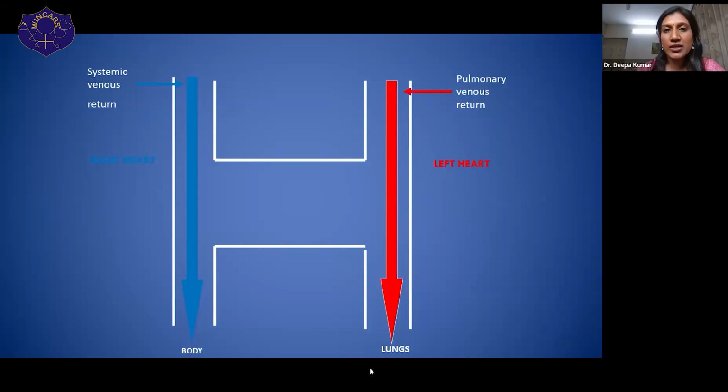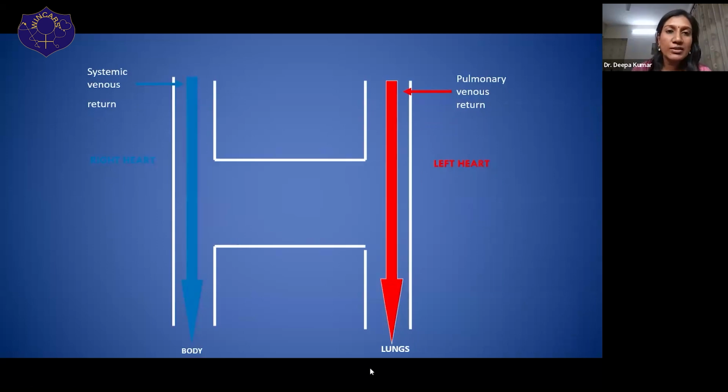Whereas if you have a left to right shunt, for example, you have a VSD, some of the blood that goes to the pulmonary artery is shunted from the LV to the RV. That is already oxygenated blood that is going back to the pulmonary artery. So total pulmonary blood flow will be the effective pulmonary blood flow coming from the right atrium, right ventricle to the pulmonary artery, plus the left to right shunt coming through the VSD from the left ventricle. Okay, so total pulmonary blood flow is any left to right shunt plus effective pulmonary blood flow. But in a normal person, total pulmonary blood flow is actually the effective pulmonary blood flow.